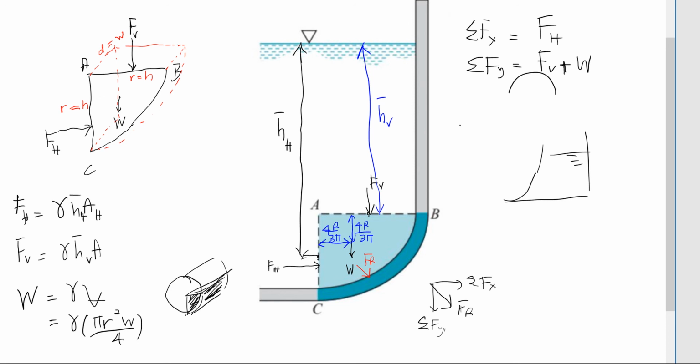If you want to find the resultant force, FR is the square root of Fx squared plus Fy squared. That is the magnitude of FR in newtons. Alright, so that's it for the magnitude.